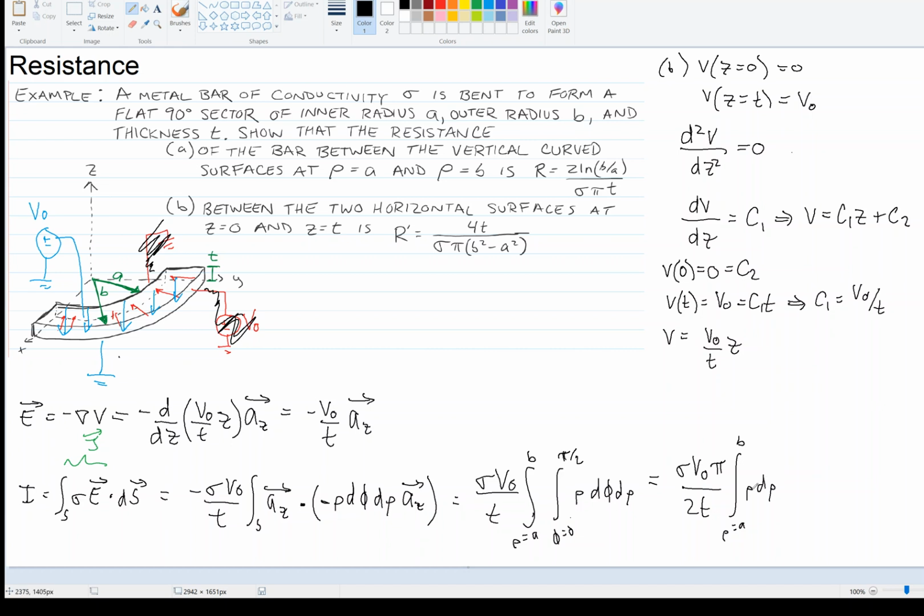And so when I integrate rho d rho, I get 1/2 rho squared. So that would make a 4 in the denominator. And then when I plug in the bounds, I get this over 4t, plugging in the bounds, b squared minus a squared, like that. Okay, I'm going to erase this.